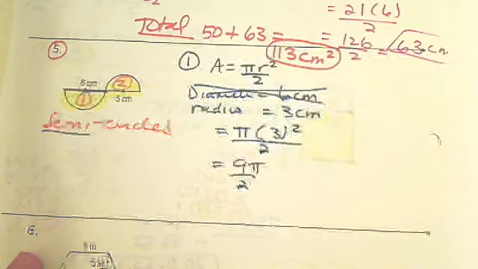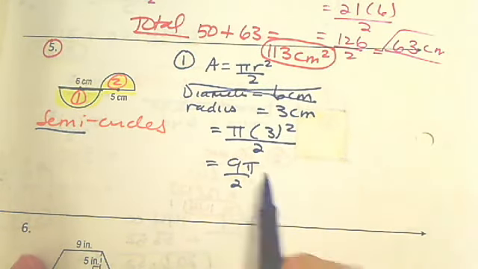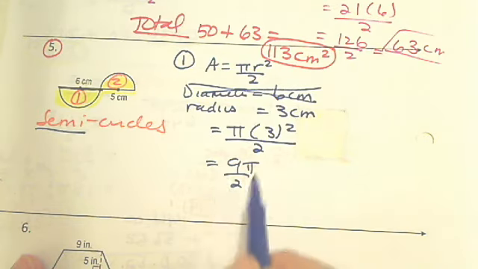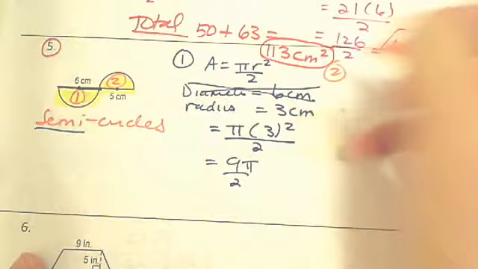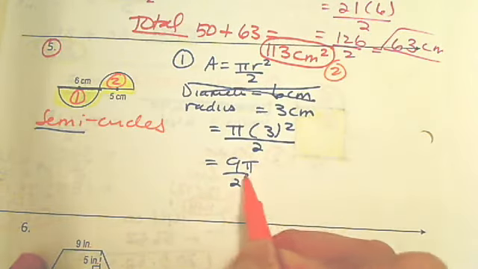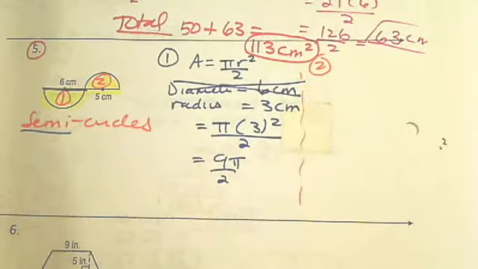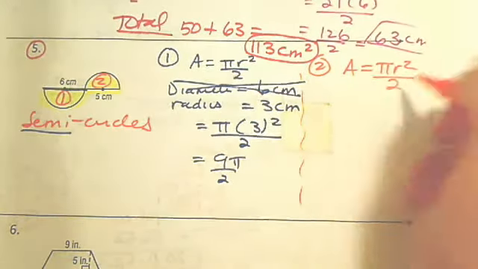So 9 pi divided by 2. But to make things a little bit easier, let's leave this alone for now. We're leaving this alone for now. Let's move on to shape number 2. Later on, we'll add this together. It's easier. I promise it's easier that way. Because the shape is the same, we can combine like terms later.